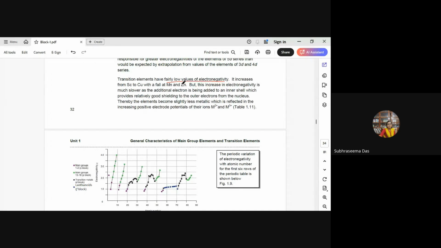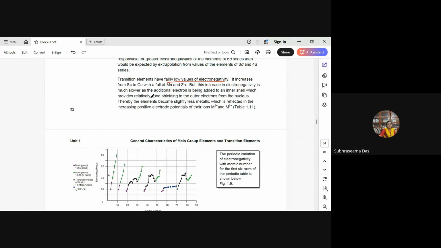From scandium to copper, from 21 to 29, we see that from 21, that is scandium, there is a fall at 25, that is manganese, and then up again, and at zinc it falls. But this increase in electronegativity is very small, because the extra electron that is added goes to an inner orbital, which provides good shielding from the nucleus.